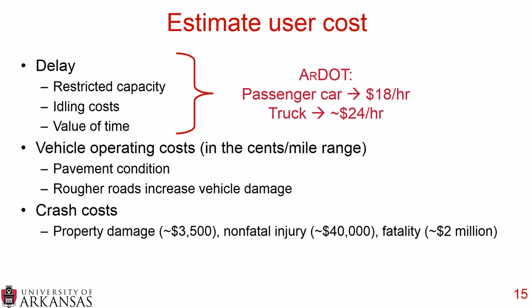Now, when we think about user costs, in general, delays account for greater than 95% of user costs. So that first category up there accounts for the vast majority of the cost. And the other two, while they do occur, and when they do occur, especially with the crash costs, they need to be addressed, but they're a relatively small percentage of the overall costs.